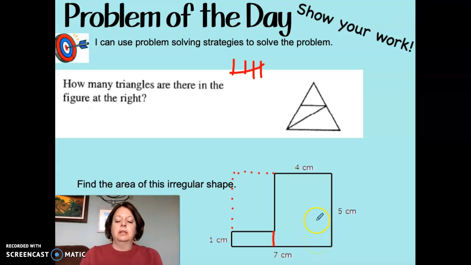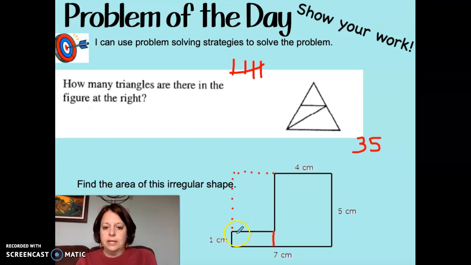First, let's figure out this shape using the ghost shape. All we need to do is 5 times 7, because that would be the area of this entire rectangle. Remember, area is the middle part. So I would have 35 centimeters squared for this area. Now I need to subtract this, so I need to figure out how much is this spot right here.